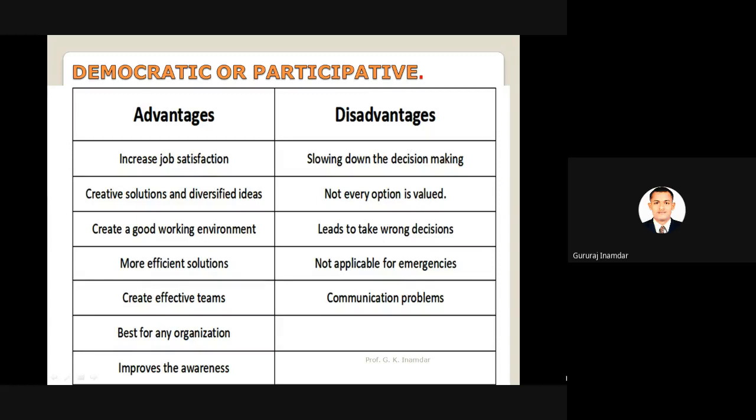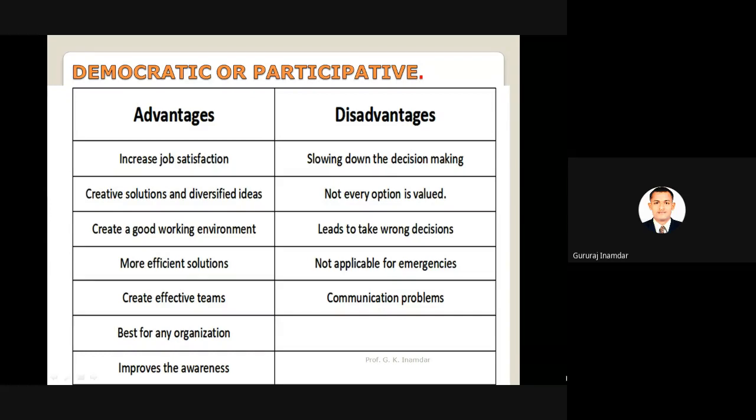Improves awareness definitely due to the group, maximum people discussion. Improves the awareness. Why? Because of different programs due to the culture. Our Indian culture, whatever the different events, we can take a benefit of that in our organization structure also. Now some disadvantages are there. Moving towards disadvantages. Now, slowing down the decision making.